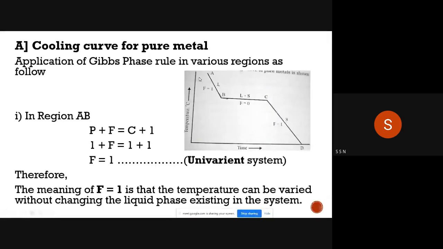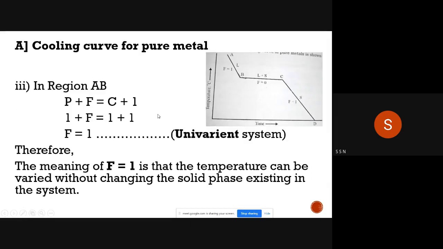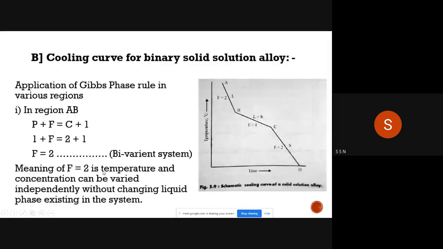As the temperature is varied here, you can observe in the diagram of line AB also, as the temperature is decreased, there is no change in phase, only liquid phase is there. That's why how many degrees of freedom are there? Only 1. So F equal to 1 means only temperature can be varied without changing the liquid phase existing in the system.